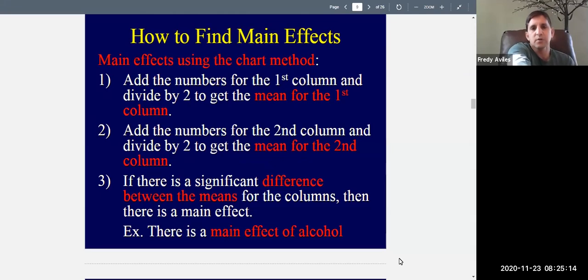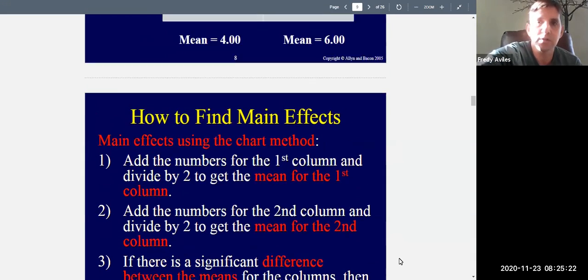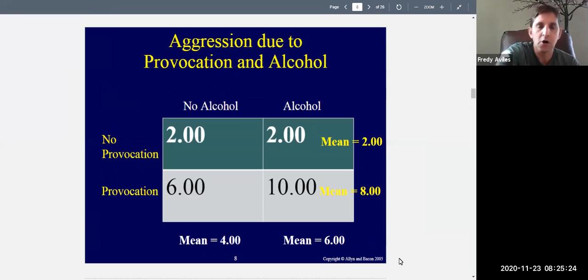Yeah, and number 3 says, if there's a significant difference between the means for the columns, that means there's a main effect. There is a main effect of alcohol. So all we're saying is this: to find a main effect of alcohol, look at the column, look at no alcohol, look at alcohol, right? Calculate the average for the groups under no alcohol, calculate the average for the conditions under alcohol. The average for the no alcohol groups was 4, the average for the alcohol groups was 6, right?